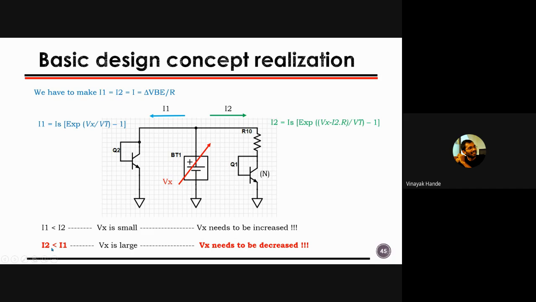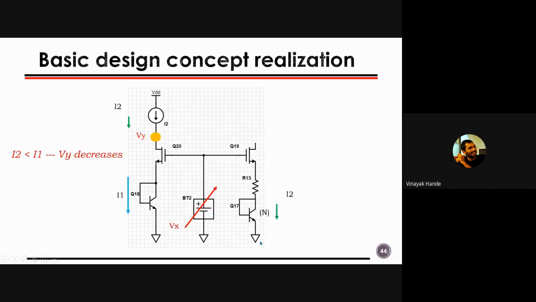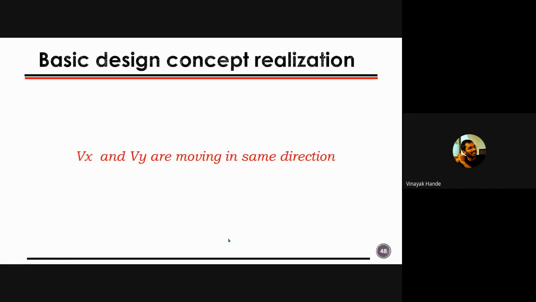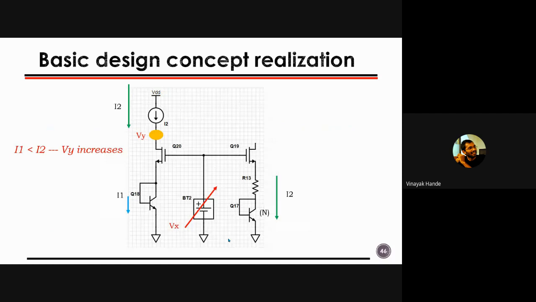And if we go back to the previous slide, when I2 is smaller than I1, Vx is large and Vx needs to be decreased, right? And similarly, we said over here, if I1 is smaller than I2, Vy will reduce. And exactly opposite, if I1 is smaller than I2, Vx is small and Vx needs to be increased, right? Then if we look closely, Vx and Vy are moving in the same direction. You can see that.